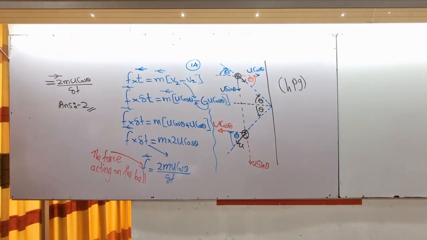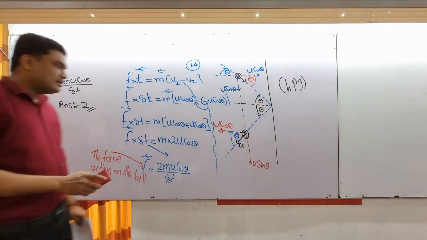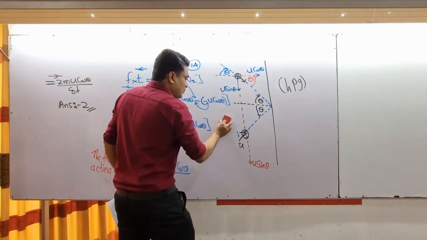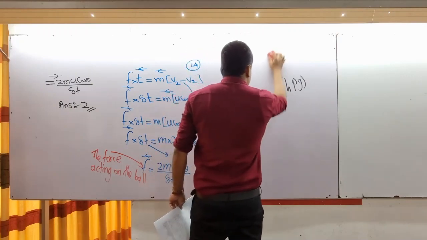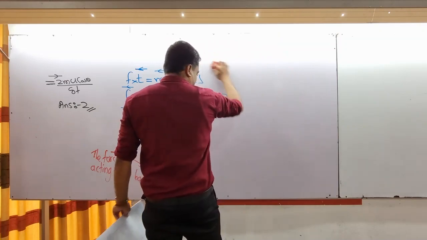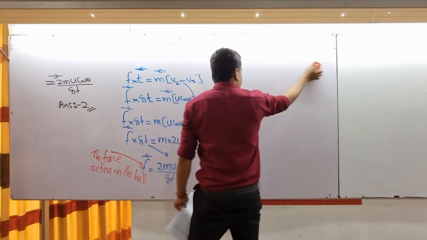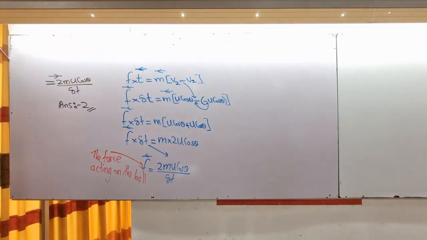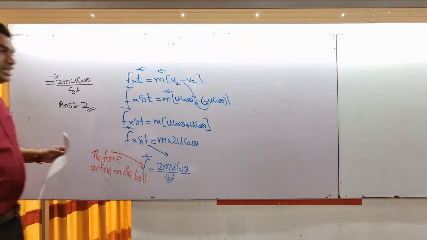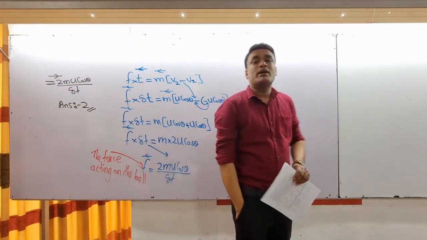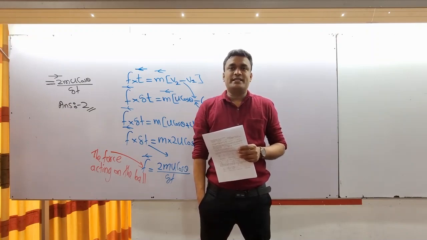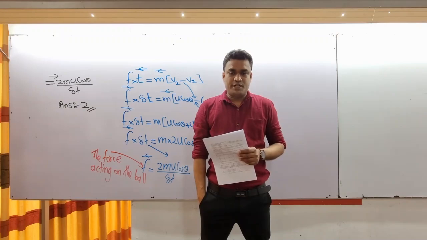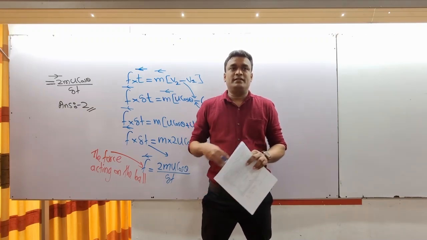Next line, next point. Pressure does not have a single direction. Therefore, pressure is not a vector quantity.